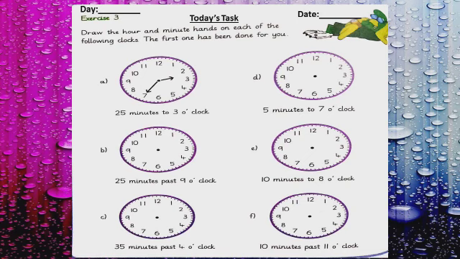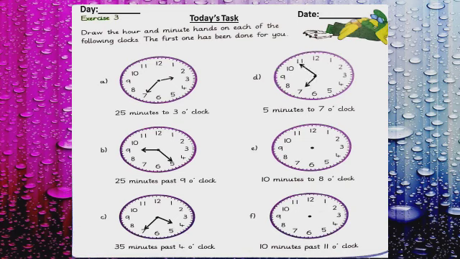Next, B part, 25 minutes past 9 o'clock. So we draw the hour hand at 9 and the minutes hand at 5. Next C part, 35 minutes past 4 o'clock. So we draw the hour hand between 4 and 5 and the minutes hand at 7.